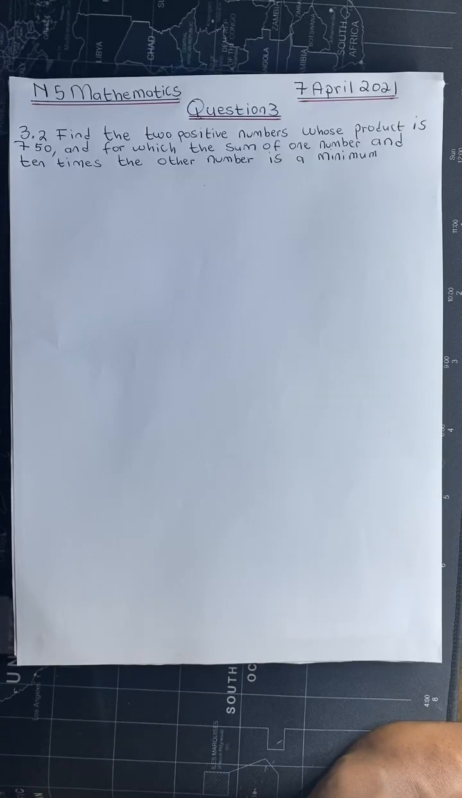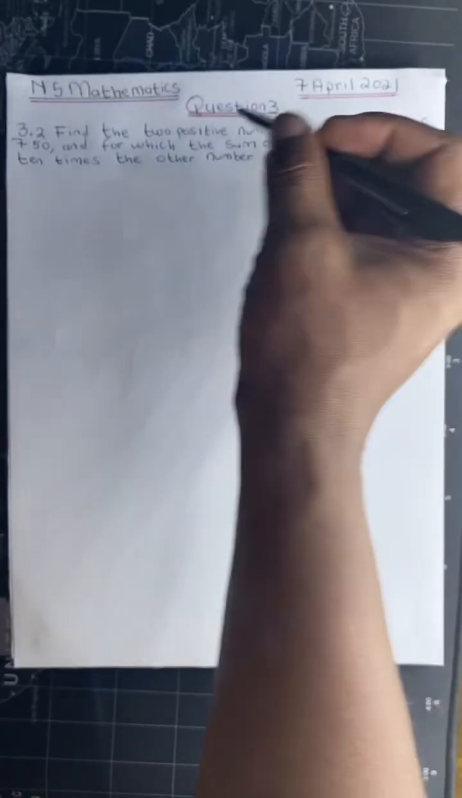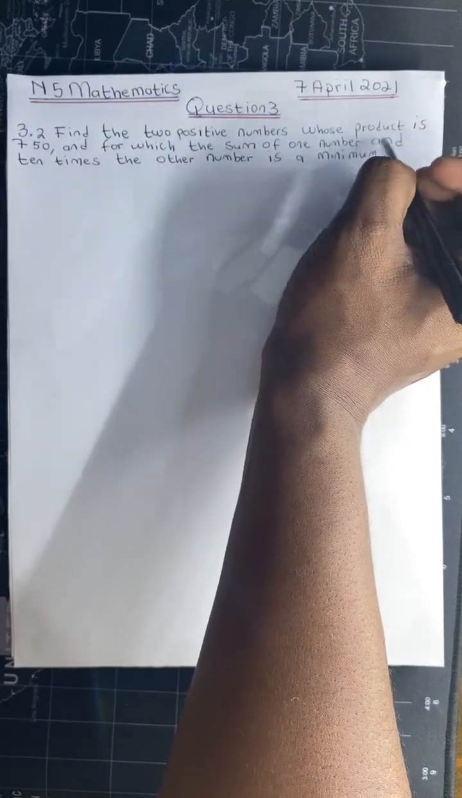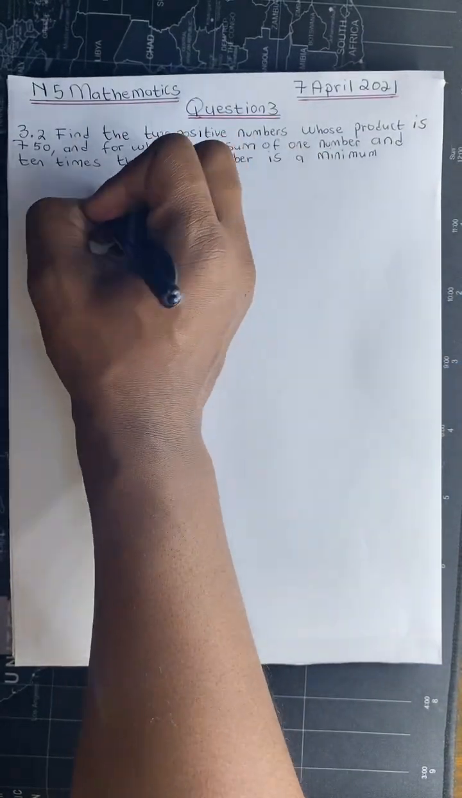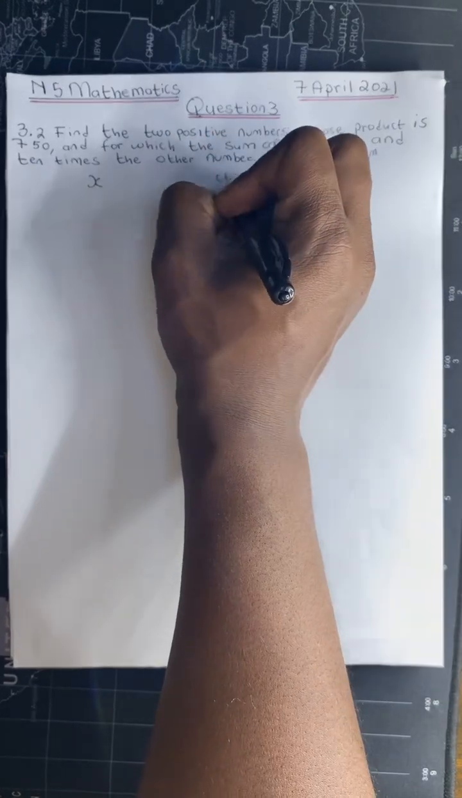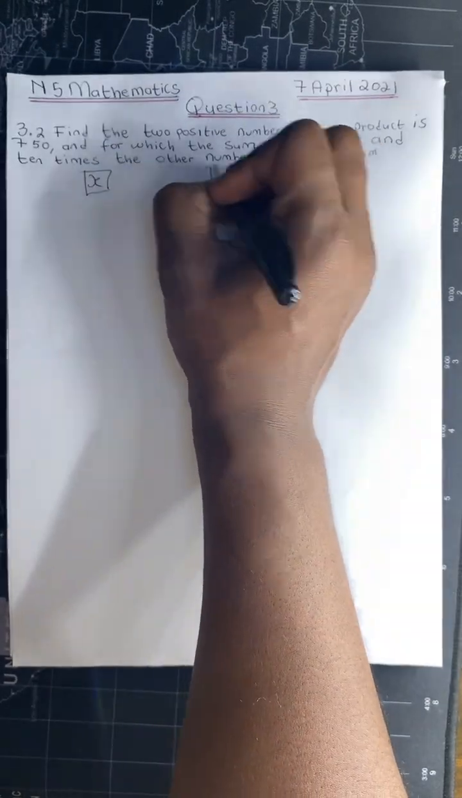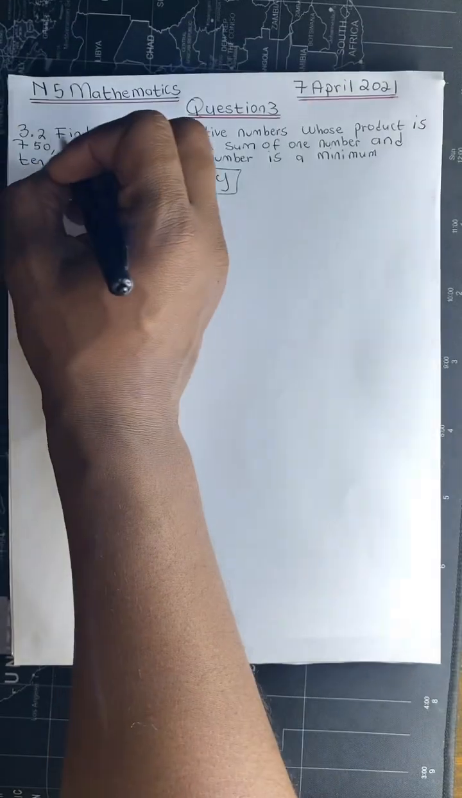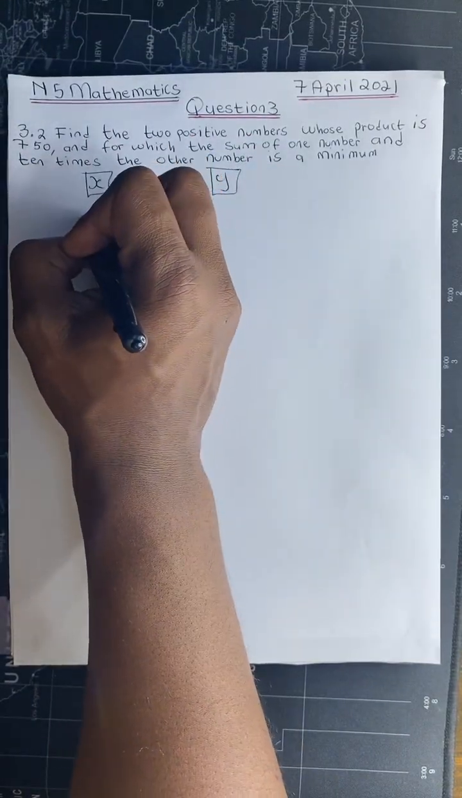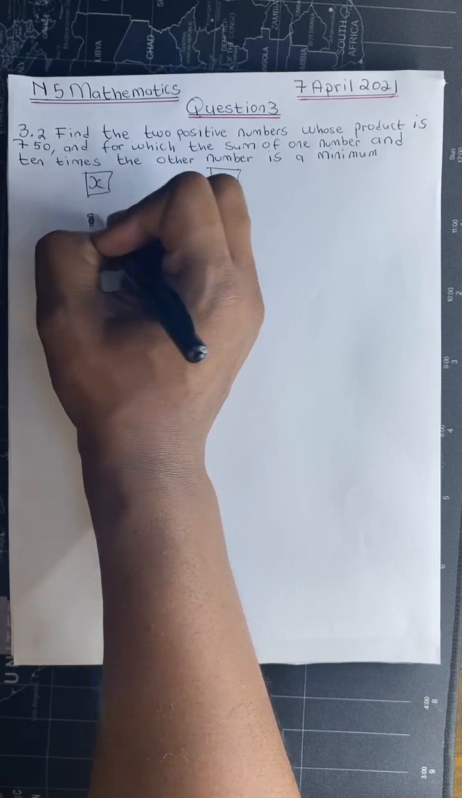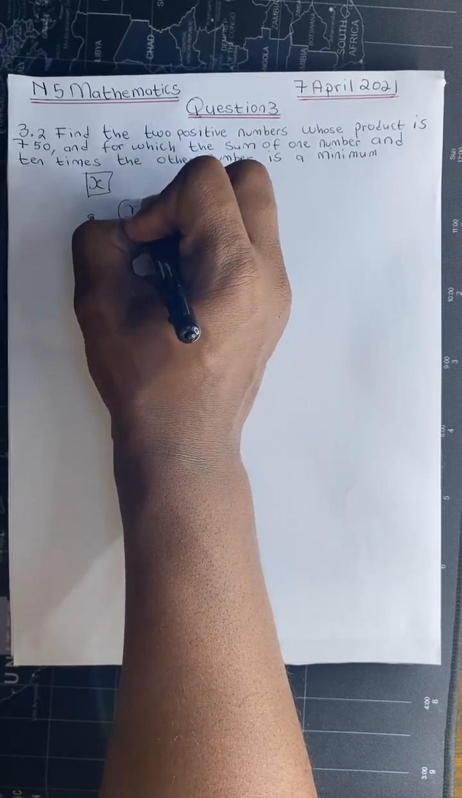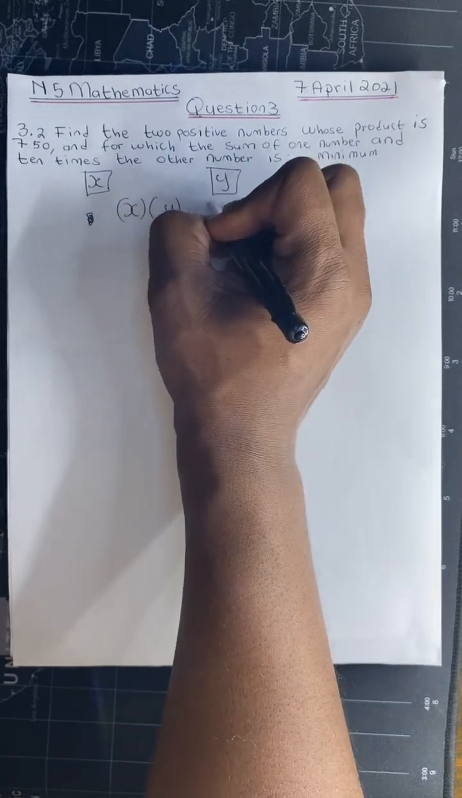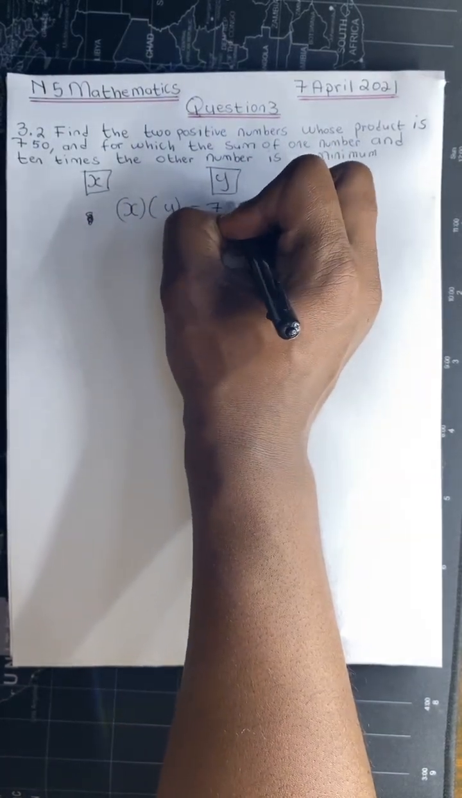Question 3.2 states: find the two positive numbers whose product is 750 and for which the sum of one number and 10 times the other number is a minimum. So we have to find the two positive numbers whose product is 750. So let the first number be x and the other number be y. So the product of these two numbers should give us 750. When they talk about product, they talk about multiplication. So when we multiply x by y, we should get 750.